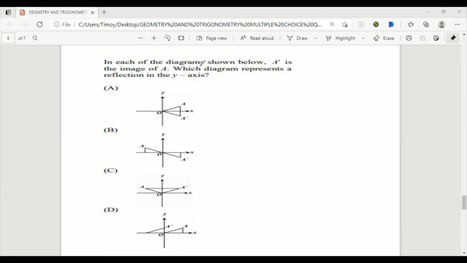In each of the diagrams shown below, A prime is the image of A. Which diagram represents a reflection in the y-axis? So if we have a reflection in the y-axis, it means that the y-axis is the mirror line, right? So let's look at the first option here. The first option here, we have a reflection in the x-axis. The x-axis is the mirror line, so that's not the answer. For the second option here, this does not look like a reflection, right?